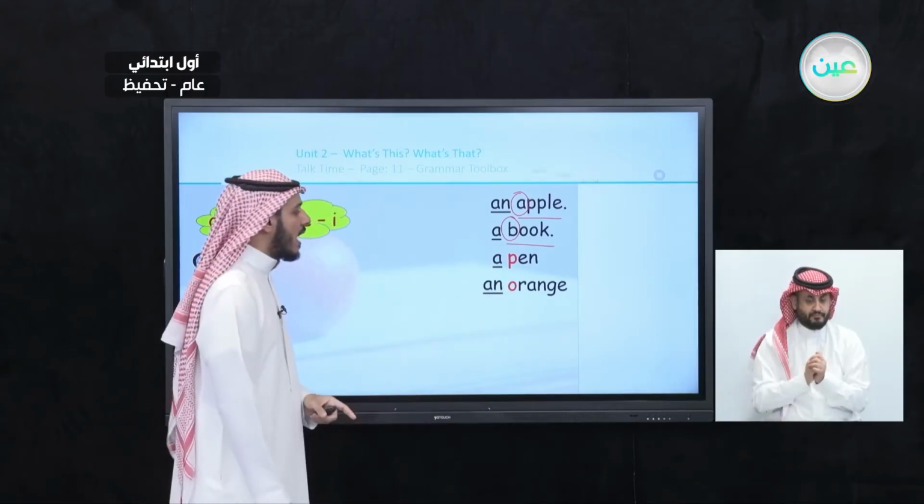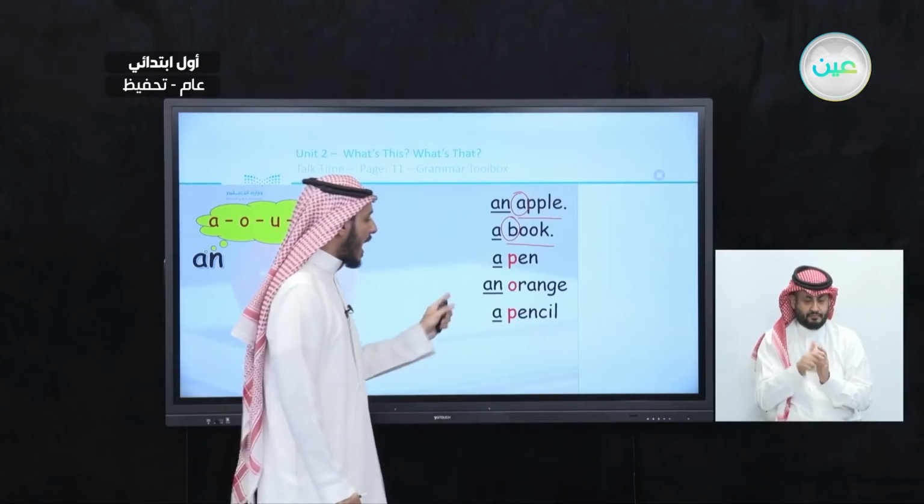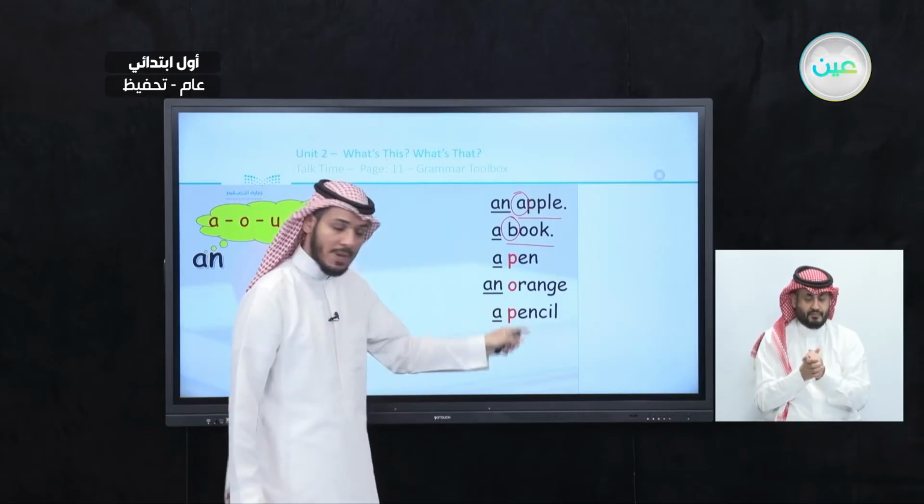Okay, excellent. After that, we have this. We have pencil. Is it a pencil or an pencil? We have P here. Is it A, O, U, E, I? Is there any P here? No. So I will say a. Excellent. A pencil.